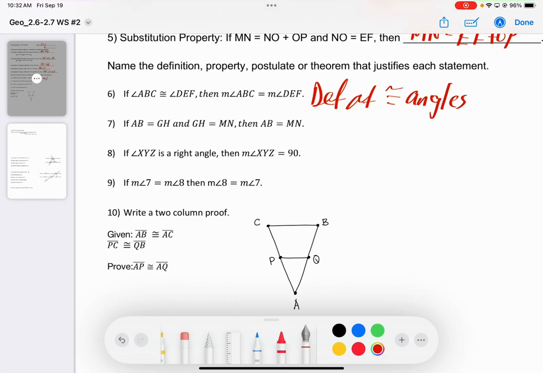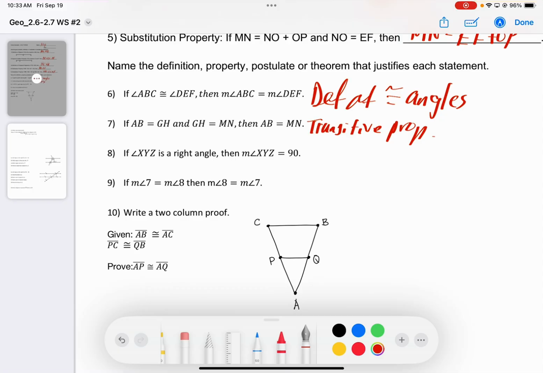You can tell I like that calligraphic pen that I found yesterday. All right, if AB equals GH and GH equals MN, then AB equals MN. Kyle, was that you? Yeah. What'd you say it was? Transitive. You said it correctly. So this would be the transitive property. Very good. All right, cool.